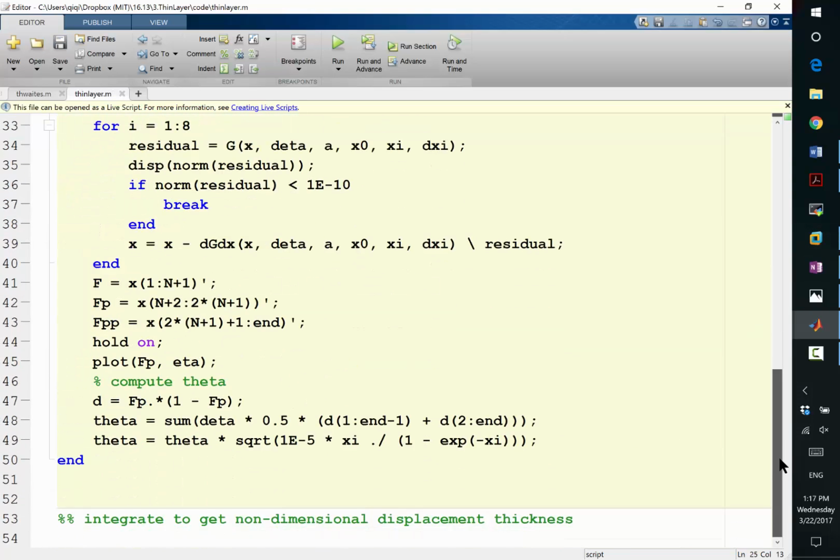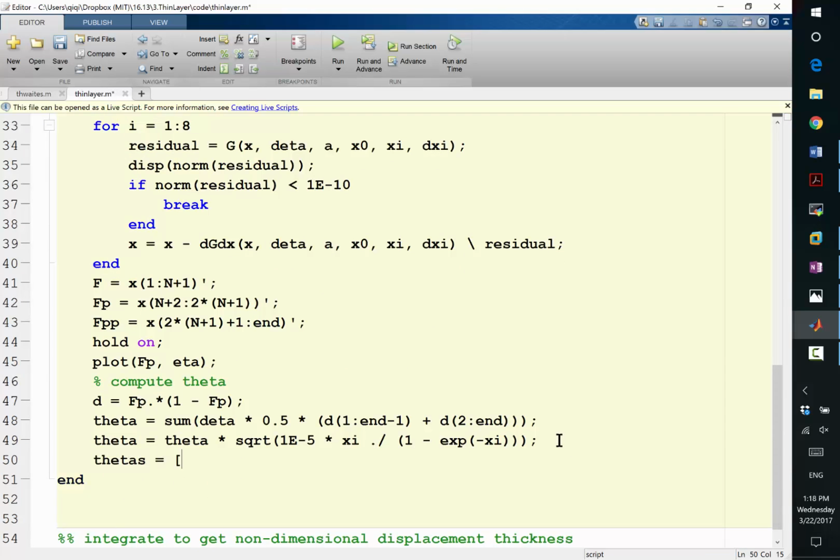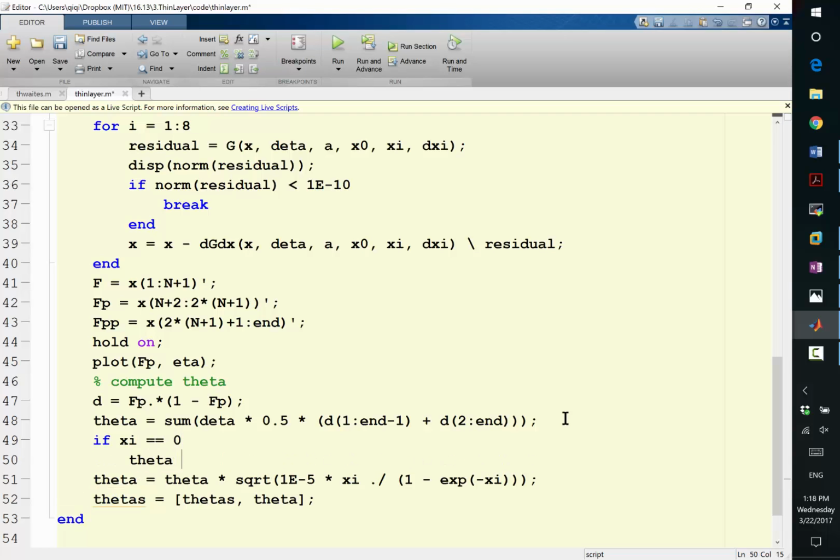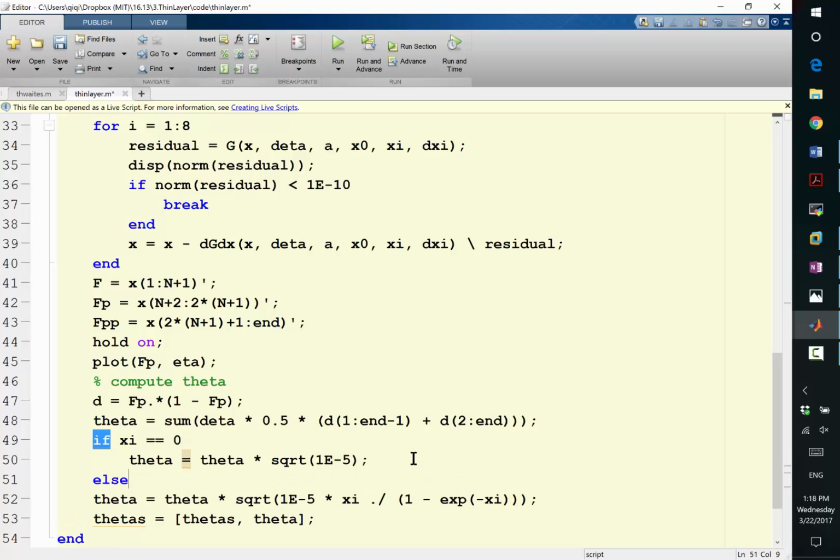Thetas is equal to theta. I think I'll have a divide by 0 when c is equal to 0, right? So I need to do: if c is equal to 0, theta is equal to theta times square root of 10 to the minus 5. Basically, when c is equal to 0, if you do a Taylor series analysis, the ratio will be just 1. All right, so square root of that. Else, I'll do this full thing.